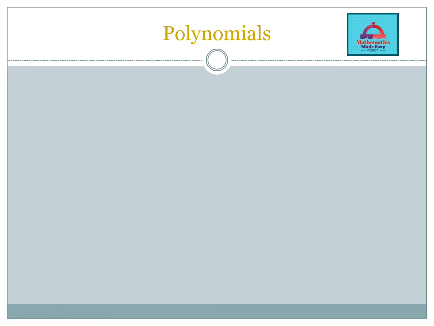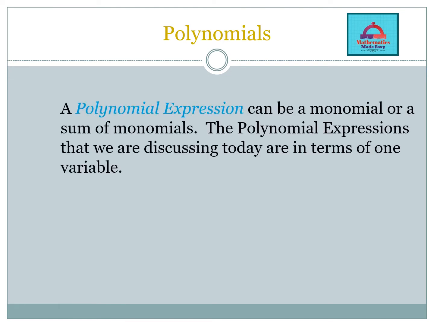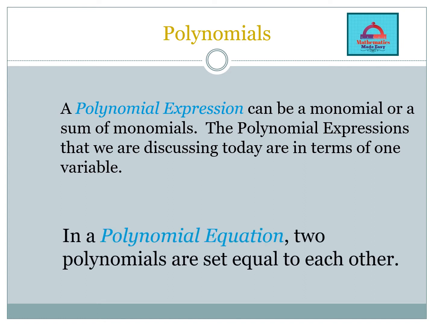If we go by the definition, a polynomial expression can be either a monomial having just one term, or it can be a sum of monomials, so it can have more than one term. The polynomial expressions that we are going to be discussing in today's session are going to be in just one variable, so they will have one unknown. So simply put, a polynomial equation, because of the word equation, has two polynomials that are set equal to each other. So usually you are going to see an equal to sign in between the left and the right side of a polynomial equation, having two polynomial expressions which are equal to each other.